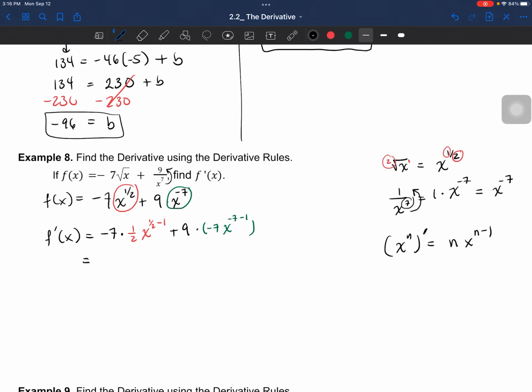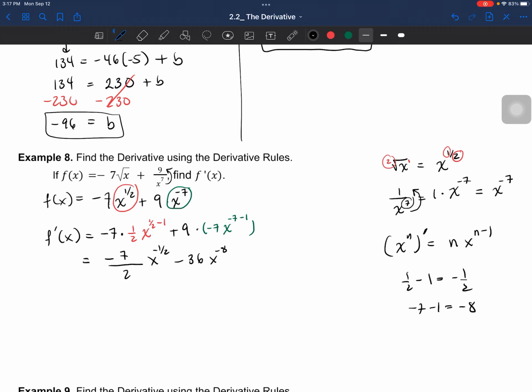All right, so anyways, let's go ahead and simplify this. We have -7 times 1/2. That will be -7 over 2 times x to the, what's 1/2 minus 1? That's -1/2, right? You can put this in your calculator, and that will give you -1/2. And then 9 times -7 will be -63. x to the -7 minus 1 is -8. So that's -8 there. All right, so that's pretty much the derivative, right?